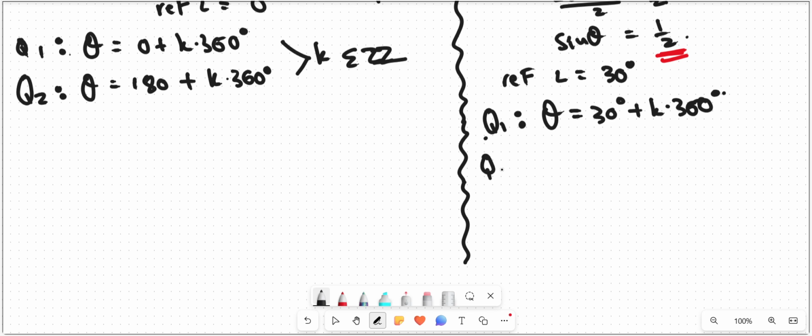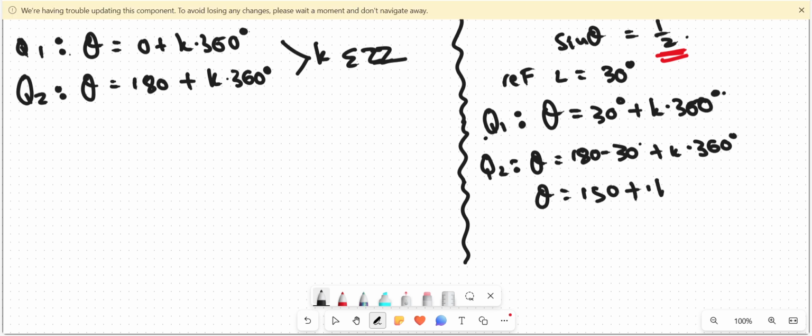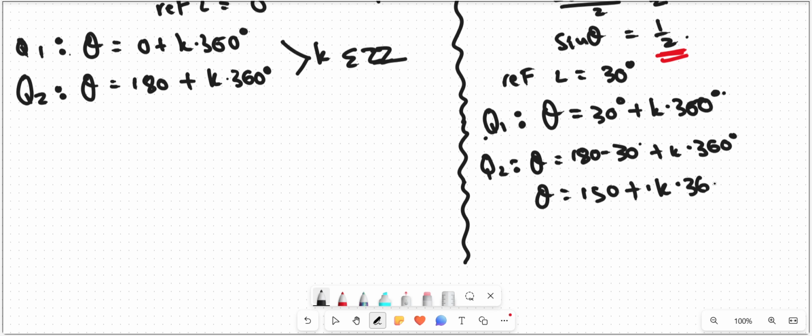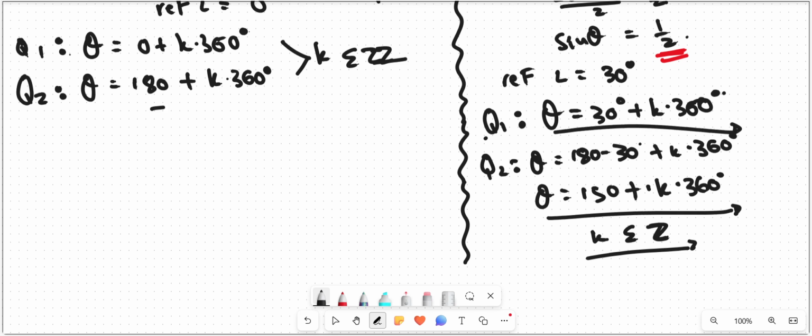In quad 2, I will have theta is equal to 180 minus 30 degrees plus k 360. And this will give me theta is 150 plus k 360, and here k again is an element of integers. And there we go. So that's this solution, with this solution, with this solution, and with that solution.